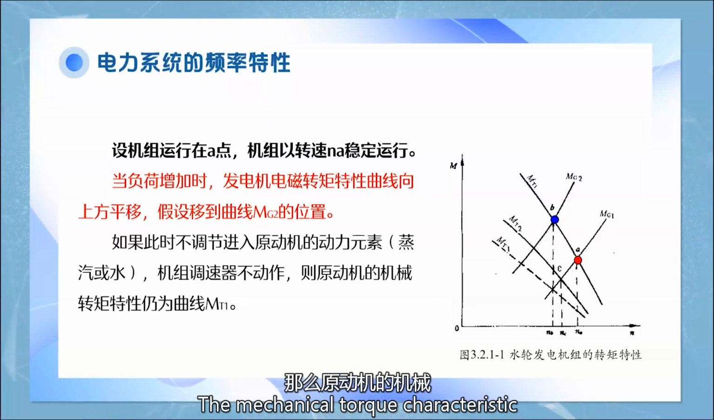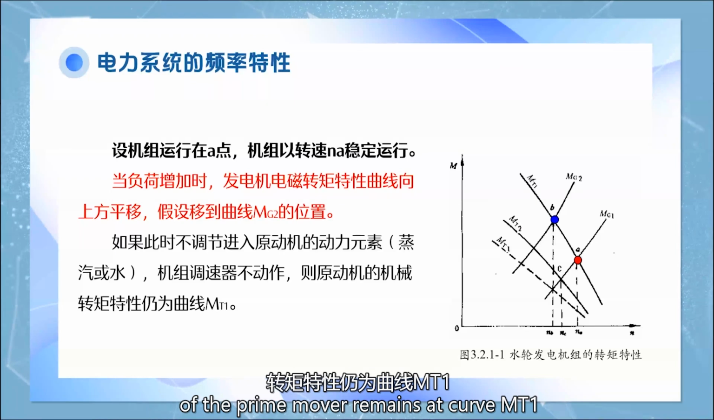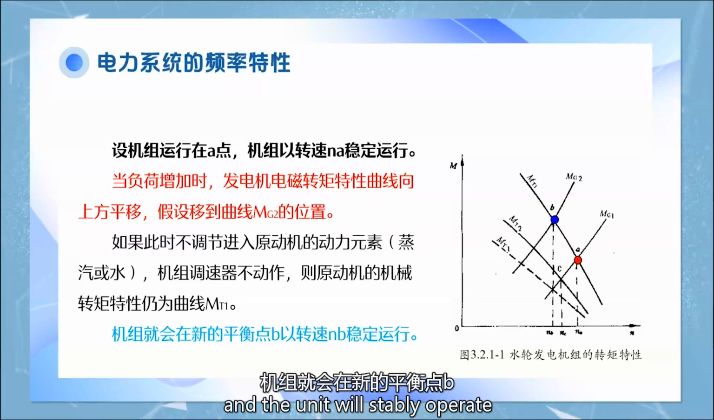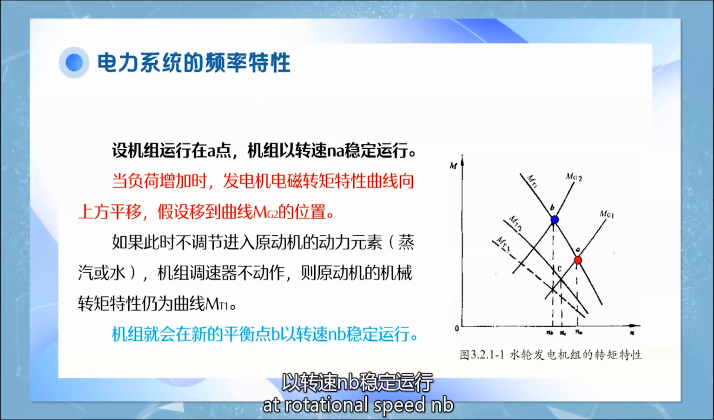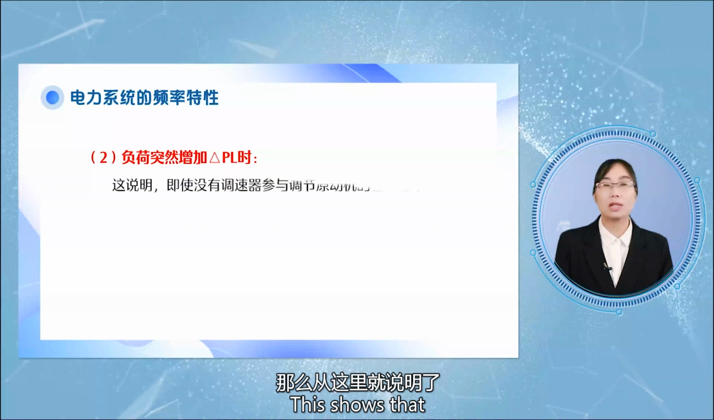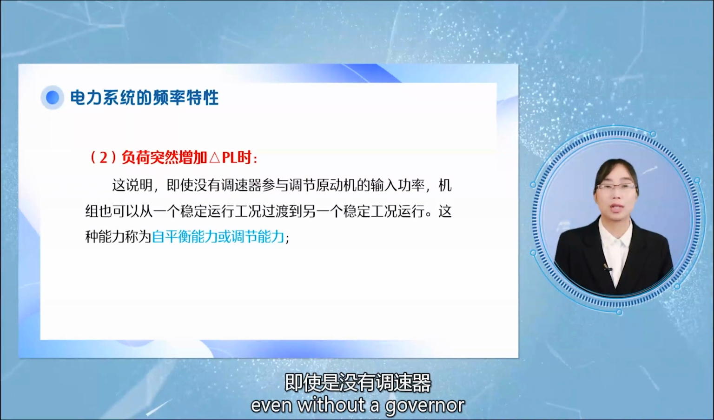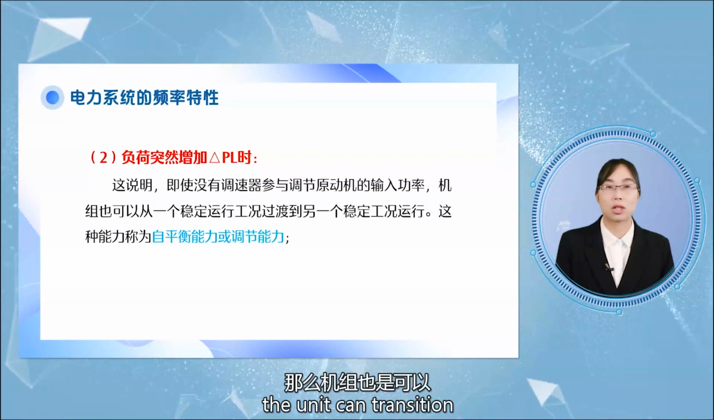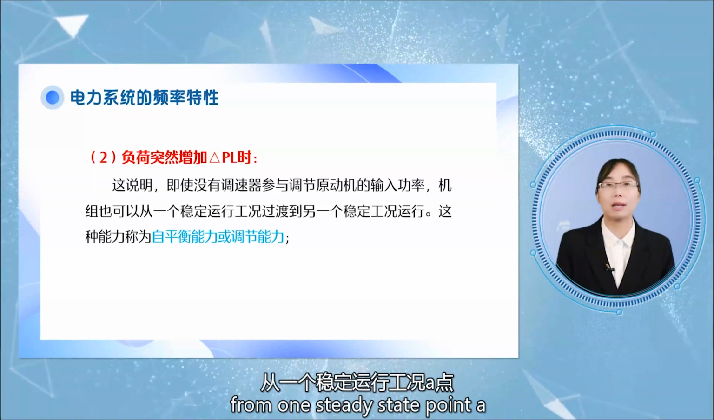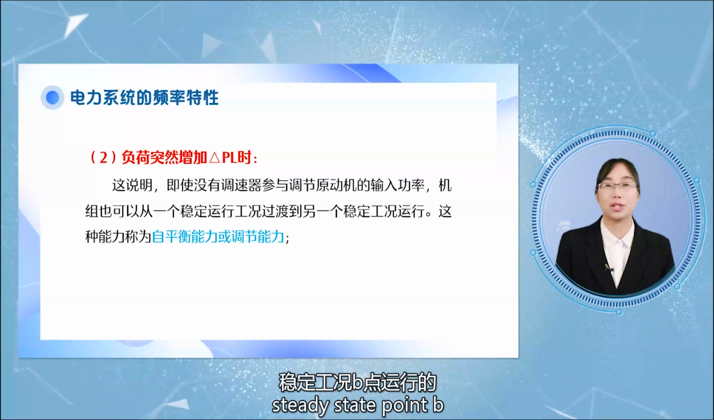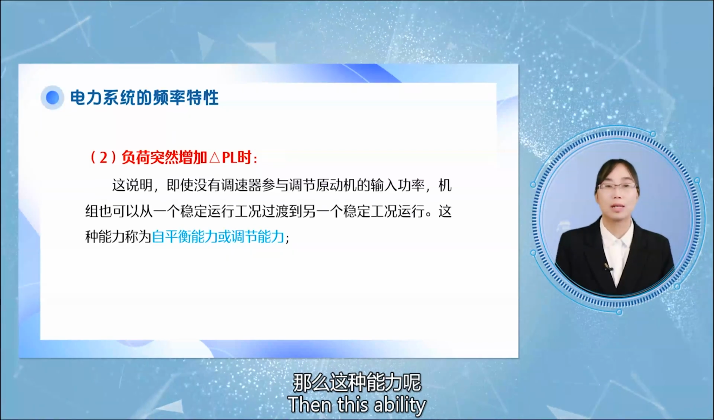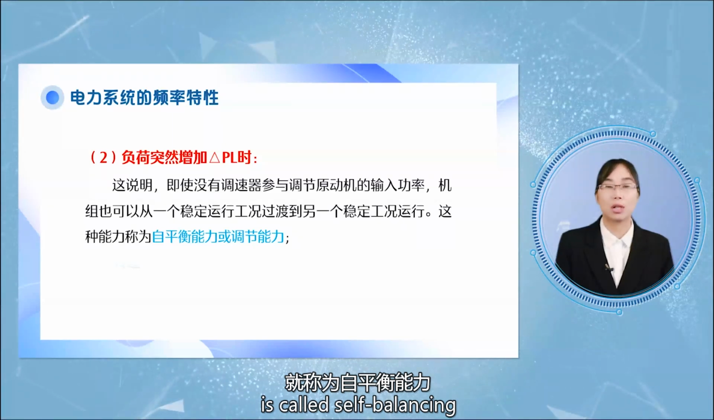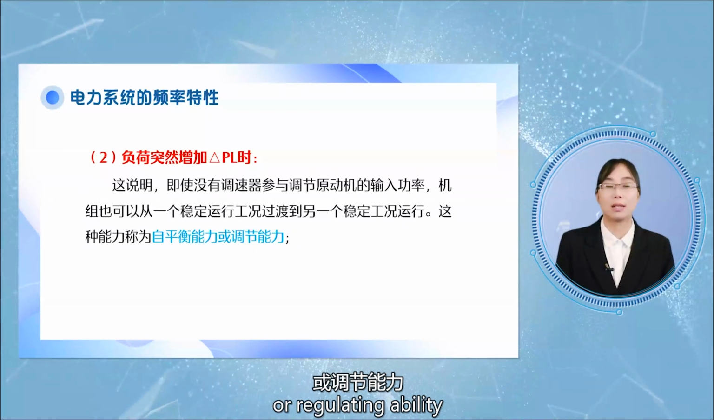The mechanical torque characteristic of the prime mover remains at curve MT1, and the unit will stably operate at the new balance point B at rotational speed NB. This shows that even without a governor to regulate the input power of the prime mover, the unit can transition from one steady state point A to another steady state point B. This ability is called self-balancing or regulating ability.